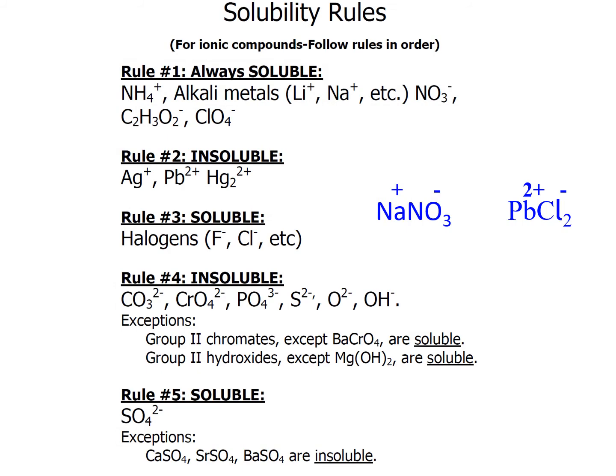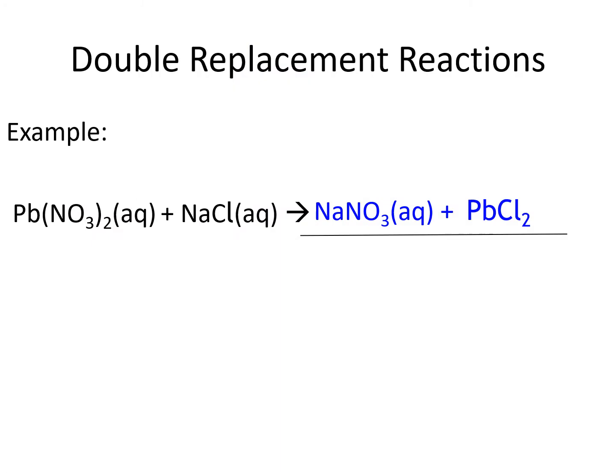Let's go back to the lead 2 chloride. Do you see Pb2+ or Cl- in Rule 1? You do not. But you do see Pb2+ in Rule 2. That means compounds that have that ion do not dissolve in water. That means an s after it, which means it will precipitate, and it means that this reaction can proceed.